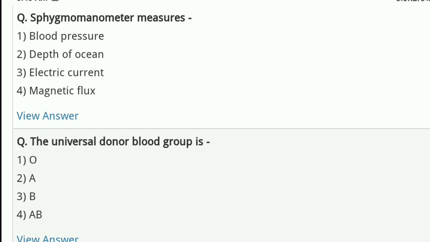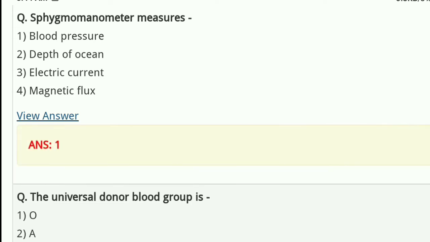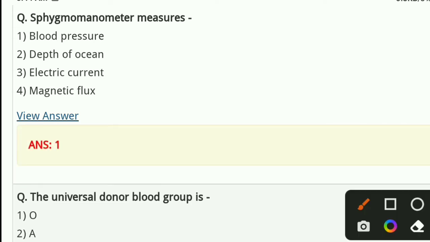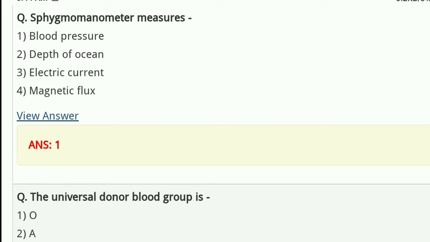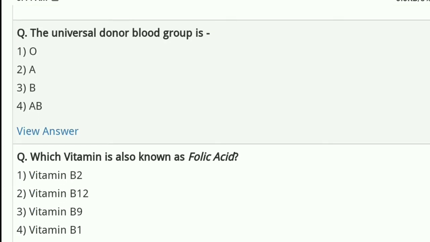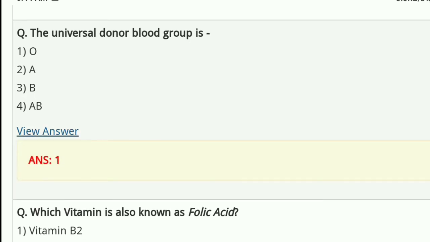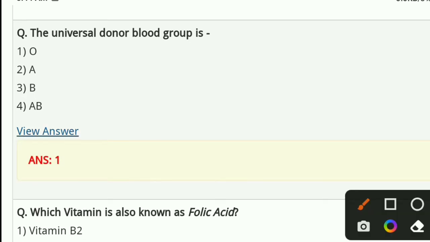Next question, sphygmomanometer measures. View the answer. The correct answer is blood pressure. Next question, the universal donor blood group is. View the answer. The correct answer is O.